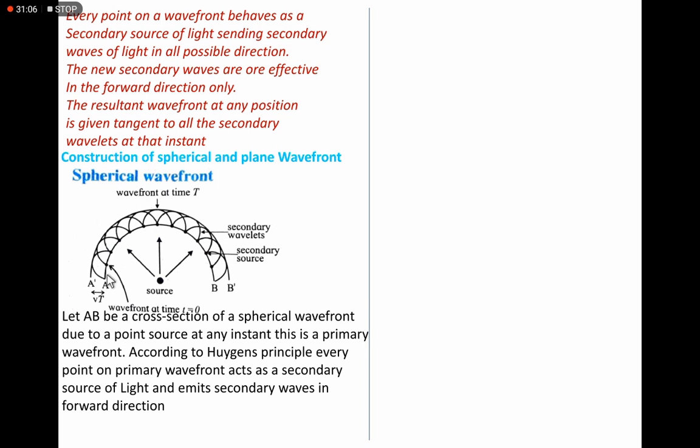Like that, every point on this wavefront emits waves. The velocity will be the same, and in the same time interval they travel the same distance. If we trace the spheres, we'll get spheres like this. Now a tangent is drawn to all the spheres. This tangent is the common tangent.